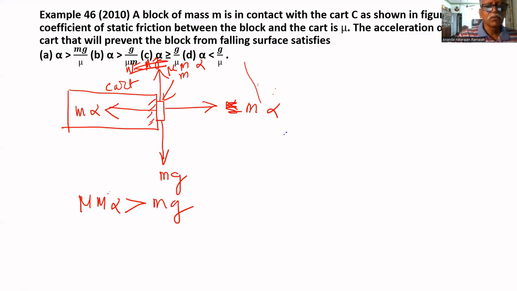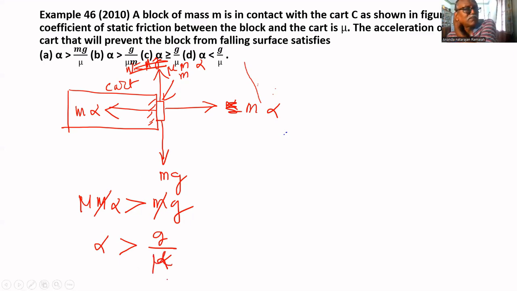So the small m gets cancelled. Therefore, alpha should be greater than g divided by mu. Alpha should be greater than g divided by mu. Therefore, C is the answer. I hope you got it.